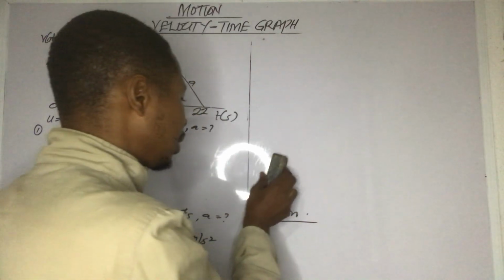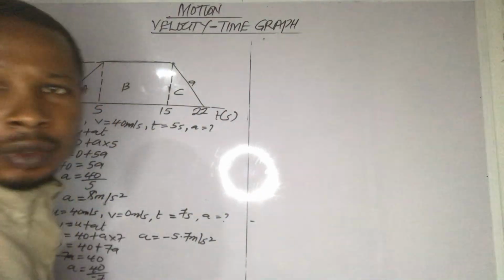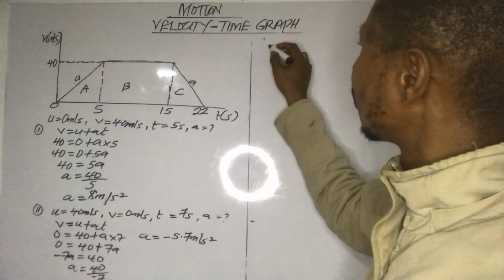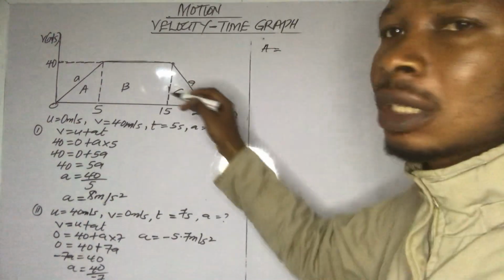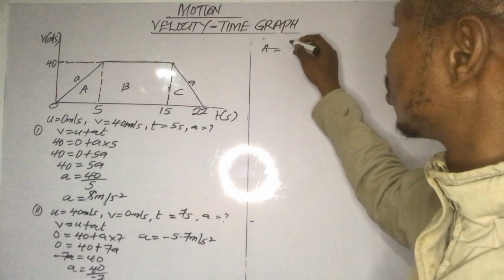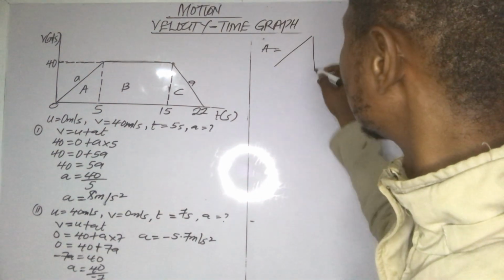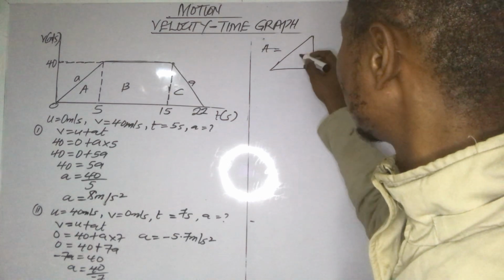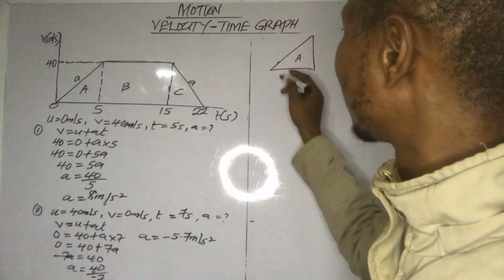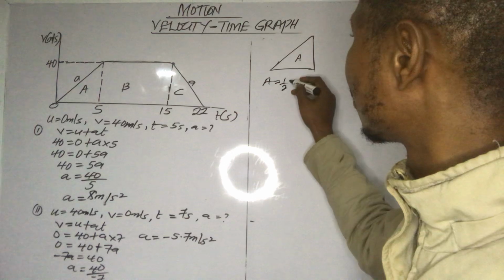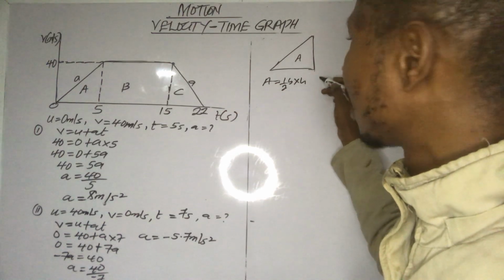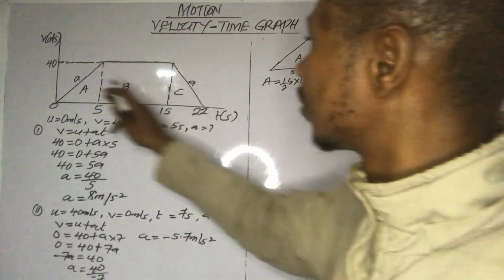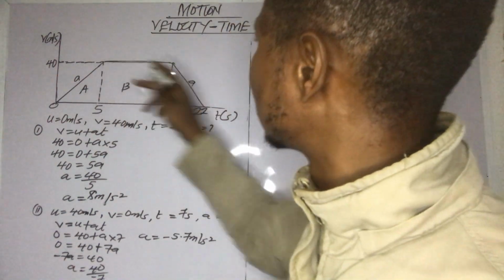So you are looking for total distance covered by the vehicle. So to find the area of A, since A is a triangle which looks like this, then you need to find the area of the triangle. How do you find area of triangle? That's half of the base times height. So the base is from here to here, that's 5, and this is the height, which is 40.